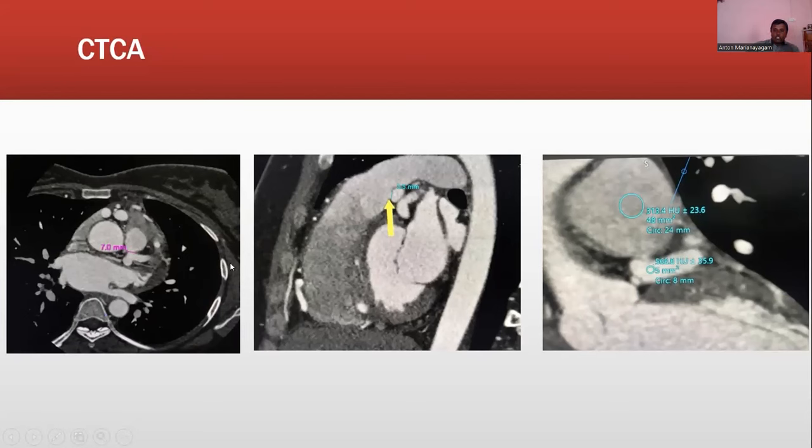So we have two types. Now you can see it clearly, this is the pulmonary artery. Now we are moving to coronary anomalies. So here we have an anomalous origin from the pulmonary artery. We have two types. One is infantile.